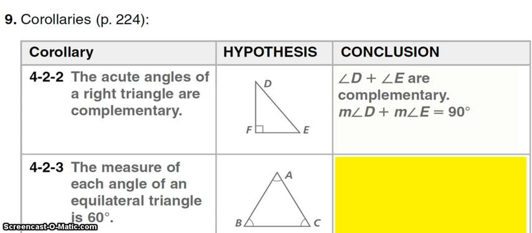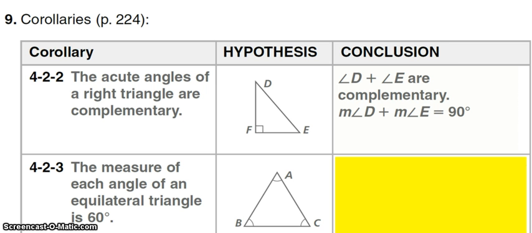And of course that makes sense because if there's 180 degrees in a triangle, we know that the measure of angle D plus the measure of angle E plus the measure of angle F equals 180 degrees. And if we subtract 90 degrees from each side, because that's the measure of angle F, of course we're going to have measure of angle D plus the measure of angle E equals 90 degrees.